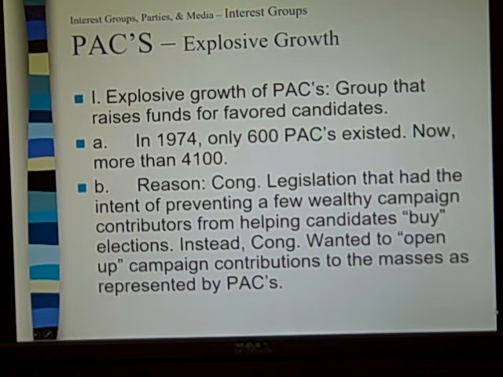Did anybody in here, not a chance, anybody in here do Citizens United for the SCOTUS project? You had Citizens United? Okay.